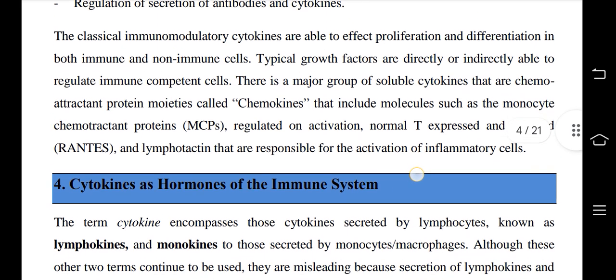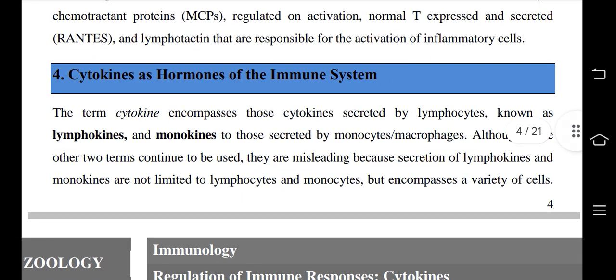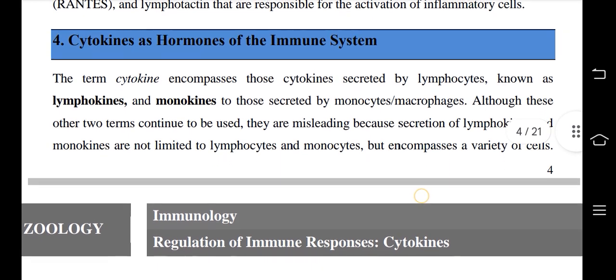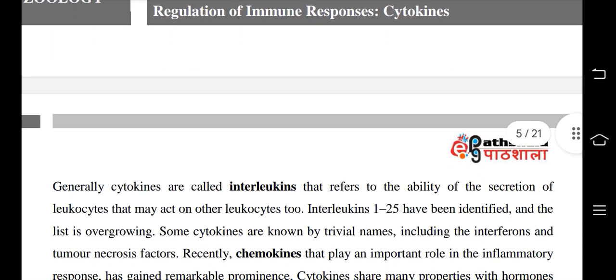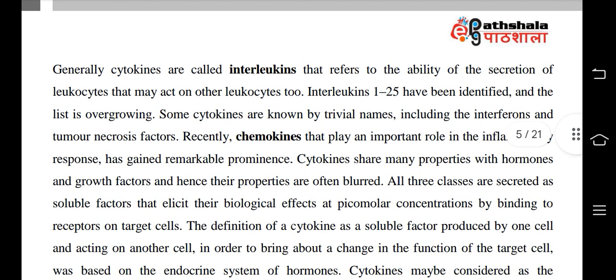Then, cytokines as hormones of the immune system. The term cytokine encompasses those cytokines secreted by lymphocytes, known as lymphokines, and those secreted by monocytes and macrophages, known as monokines. Although these other two terms continue to be used, they are misleading because secretion of lymphokines and monokines is not limited to lymphocytes and monocytes but encompasses a variety of cells. Generally, cytokines are called interleukins. That refers to the ability of the secretion of leukocytes that may act on other leukocytes too. Interleukins 1 to 25 have been identified and the list is growing.